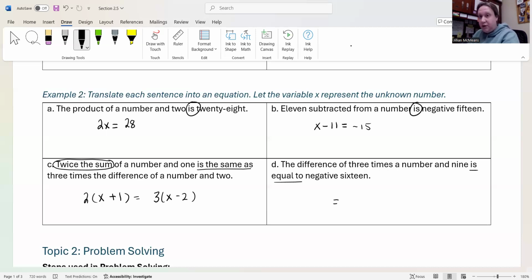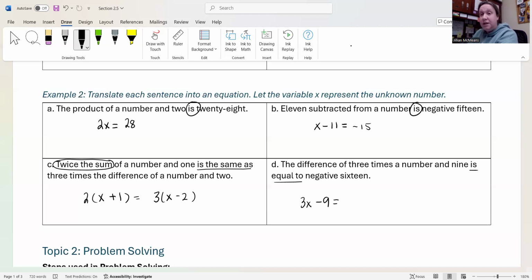So we have this weird difference. It's going to equal negative 16. So let's look at the difference. We want the difference of 3 times a number. So 3 times a number is just 3x. And from that, we want to subtract 9. That is the difference of 3 times a number minus 9.